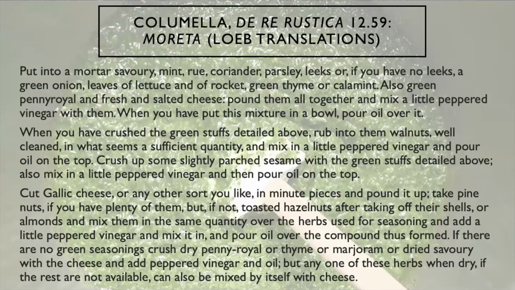Cut Gallic cheese, or actually any other sort you like, in minute pieces and pound it up. Take pine nuts if you've got them, or toast or hazelnuts, or almonds. Add vinegar and oil. If there are no green seasonings, crush dry pennyroyal or thyme or marjoram, dried savory with the cheese, add peppered vinegar and oil. Any one of these herbs, when dry, can also be mixed with cheese if you've got nothing else available. So you see, substitutions galore, which implies ready availability of all these alternatives, and that you'd want to eat it more than once.